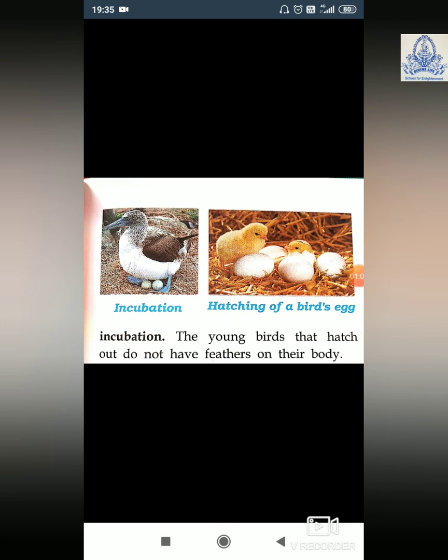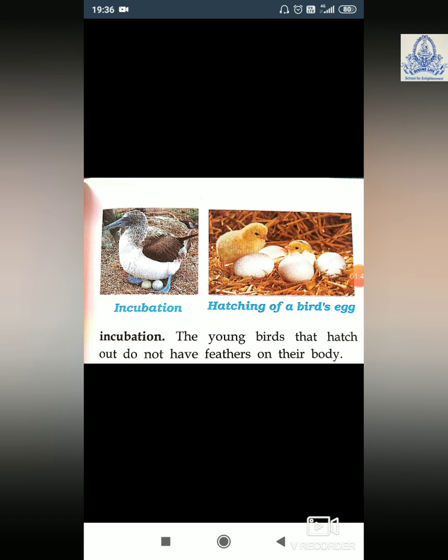The young birds that hatch out do not have feathers on their body. When the eggs hatch, the young birds come out of it, but the young birds are not fully developed. They are not fully developed like puppies. Puppies are fully developed, but the chicks of birds are not fully developed because they do not have feathers on their bodies. They cannot fly, so they are not fully developed. So these young birds that hatch out do not have feathers on their body.